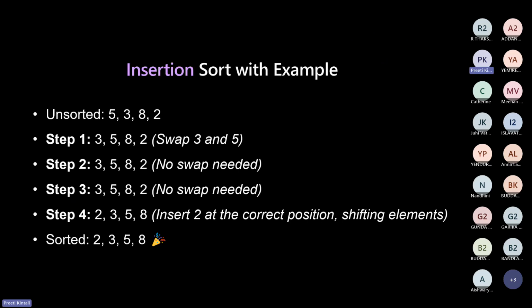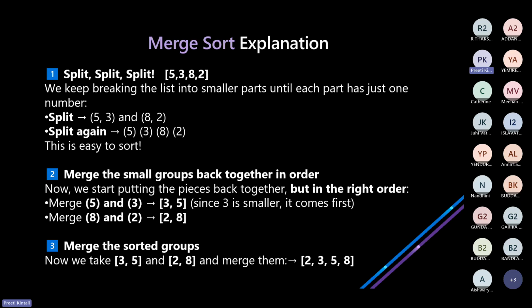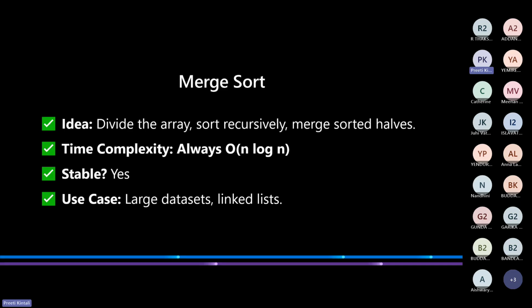So insertion sort is done. Now coming to the merge sort. Here, we will divide the array, sort them recursively, and then we will merge the sorted halves. Here merging happens. That's why the name merge sort came.